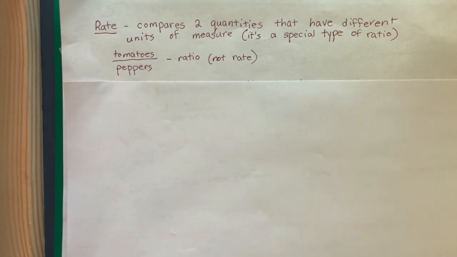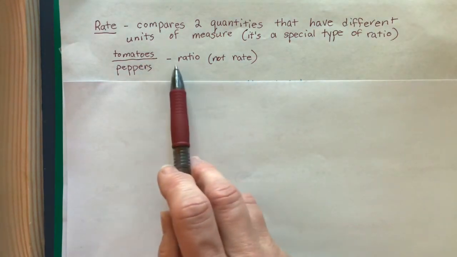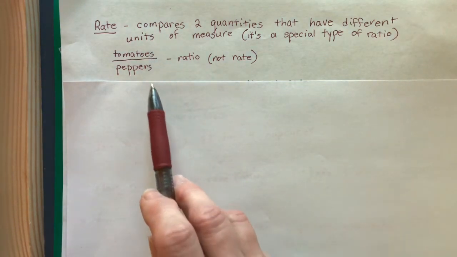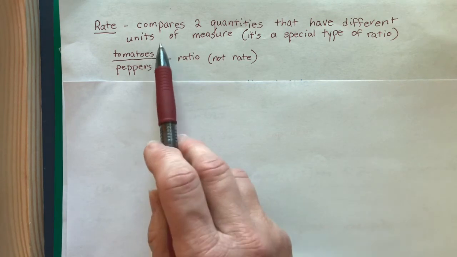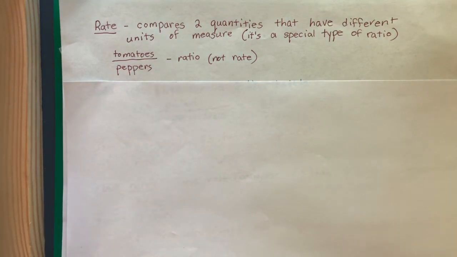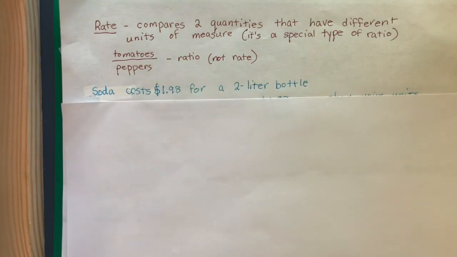Okay, let's look at an example we've used before. If we're looking at my garden and we're comparing the number of tomatoes to the number of peppers, this is a ratio. I'm comparing two different quantities, but they don't really have units to them. It's a number of tomatoes to a number of peppers, so they're both just counting how many I have of each. So they're not really a rate, they're a ratio. But let's look at something that is a special kind of ratio called a rate.